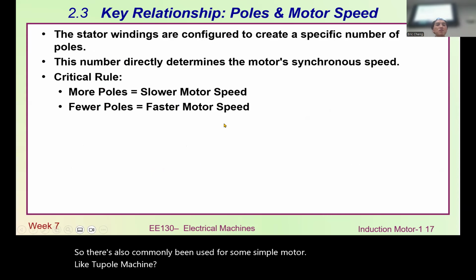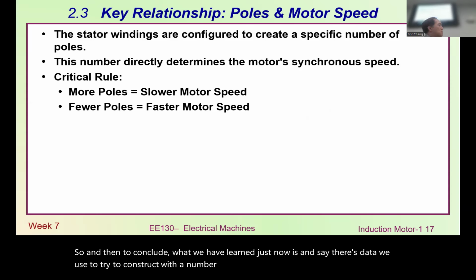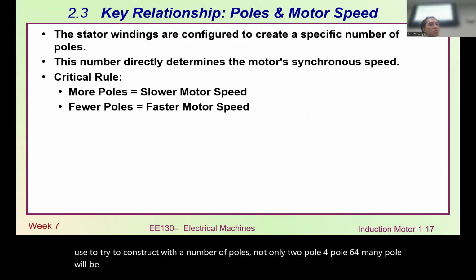So, to conclude what we have learned just now, you can say the stator we usually try to construct with a number of poles, not only 2-pole, 4-pole, 6-pole, many poles will be available. For a lot more poles, the motor speed will be lower. So that's the basic configuration.